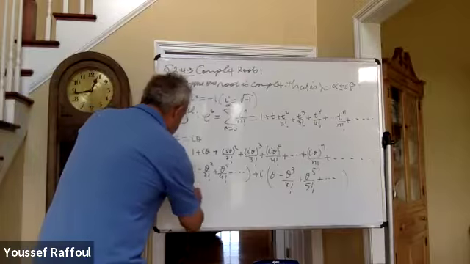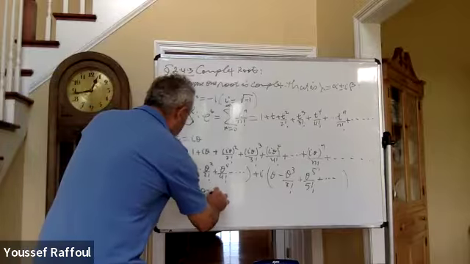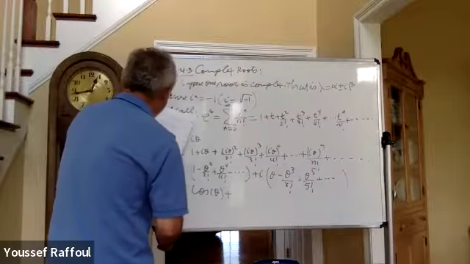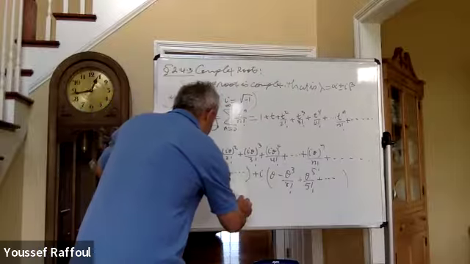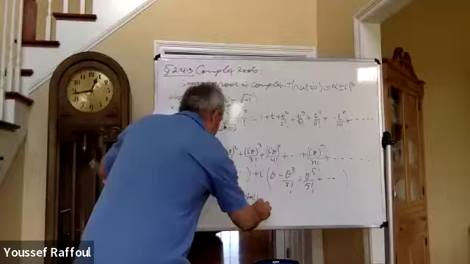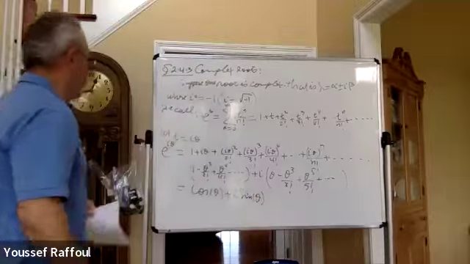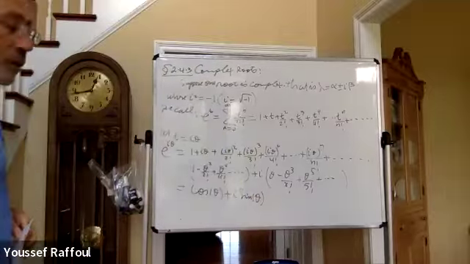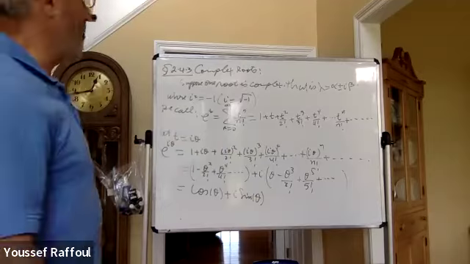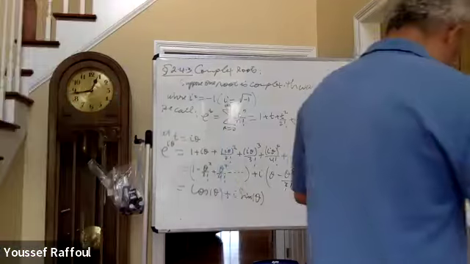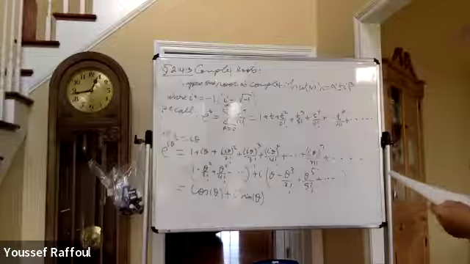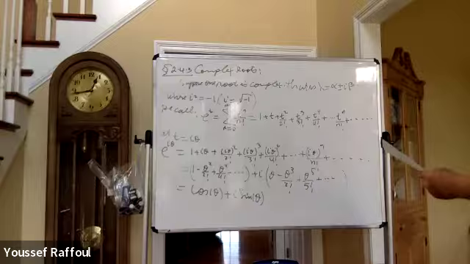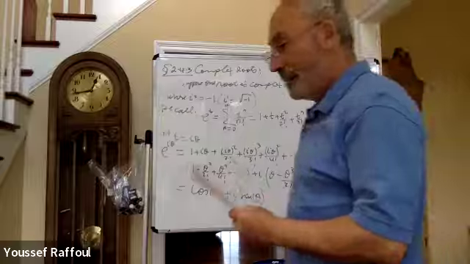So that is cosine theta plus i sine theta. You always wondered where this formula came from, right? Well, that's what it is. Okay?